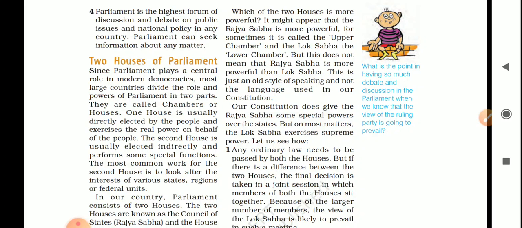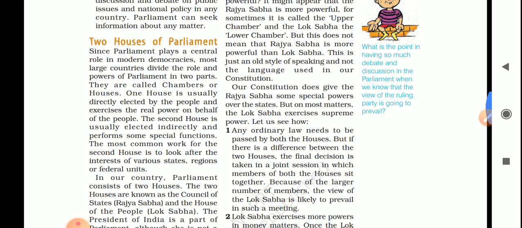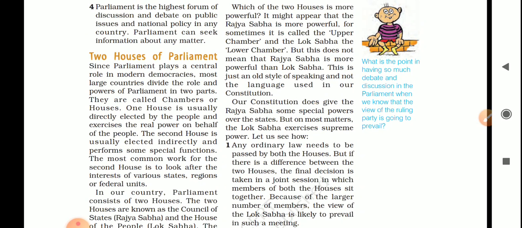Parliament plays a central role in modern democracies. Most of the large countries divide the parliament into two parts, called chambers or houses. One house is directly elected by the people and exercises the real power on behalf of the people. The second house is usually elected indirectly and performs special functions. I explained this portion in the previous chapter, but I just want to remind you of these things once more.